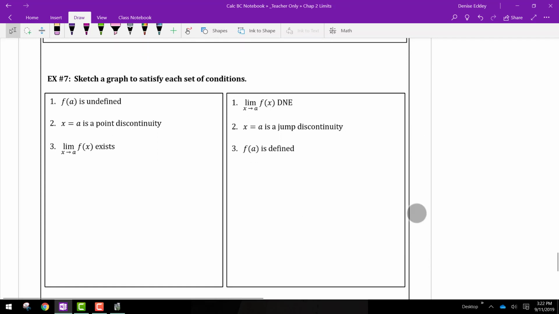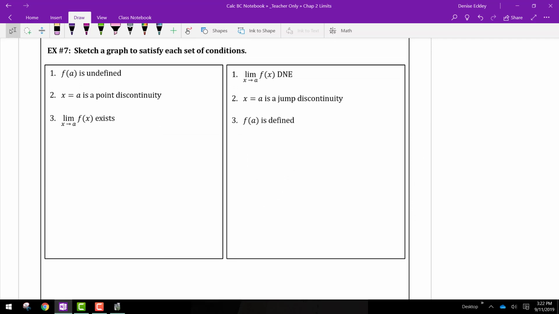All right, now finally, the last example, example 7, asks us to sketch a graph to satisfy each set of conditions. What I recommend is you pause the video and try to draw one yourself. It may not match what mine is going to look like, but it should have the same kind of characteristics of discontinuities. So take a moment and do that for 7, the first box.